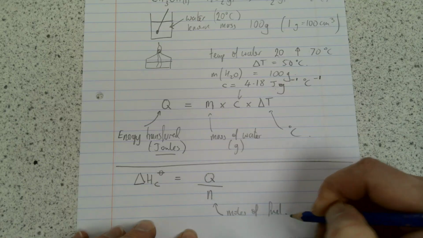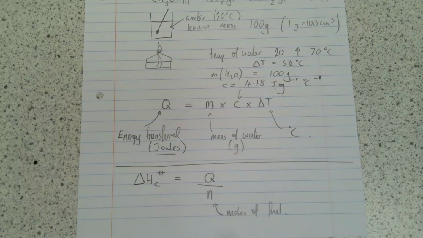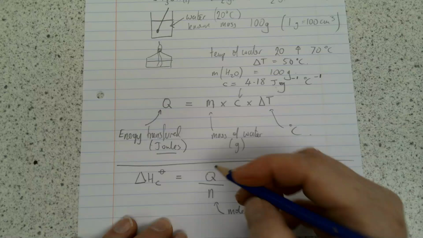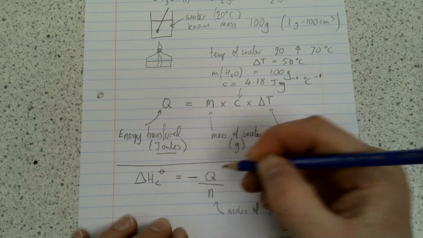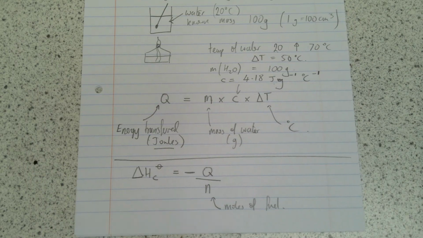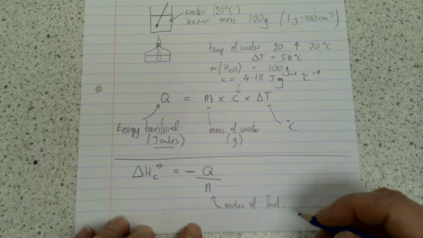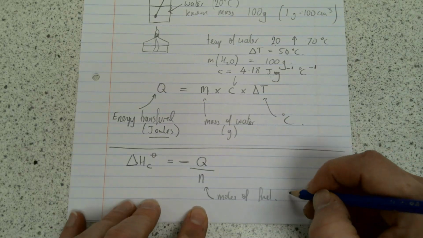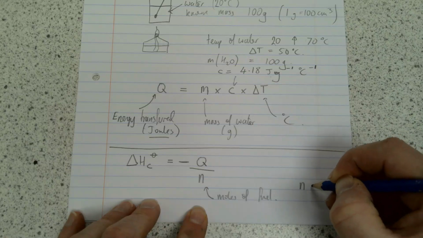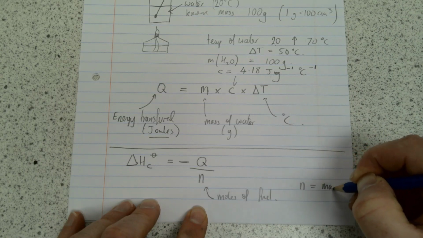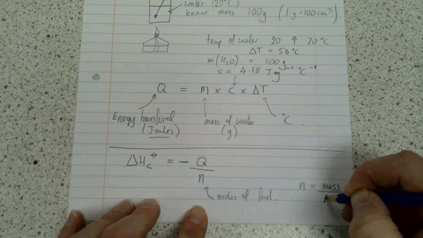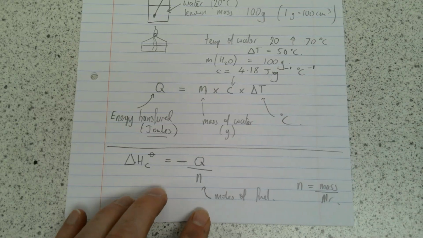Now, this reaction is exothermic. There's more than one way to do this, but the way that I like to do it is if it's an exothermic reaction, we just put a minus in front of it, and if it's an endothermic reaction, we put a plus in front of it. You can go about it a different way, and I think it's overcomplicated. We work out the moles of fuel by doing n is equal to the mass of the fuel divided by the Mr of the fuel.